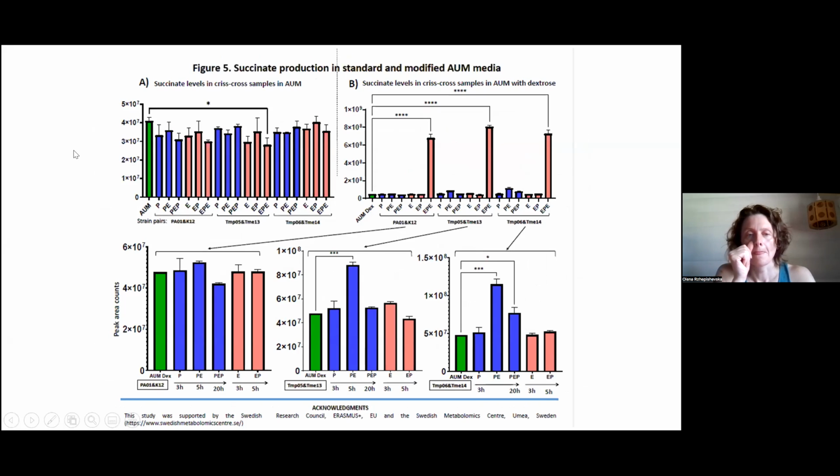plotted it. And so here, A, this is this crisscross experiment in the normal AUM media without dextrose. And you see that succinic acid doesn't change so much. In some samples, probably it drops substantially, but still there is not so much change compared to the start point of AUM. However, in graph B, here we see the growth of these bacteria in AUM media with dextrose.